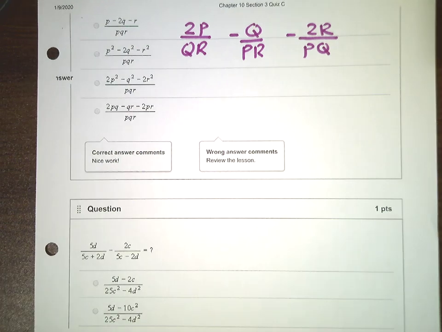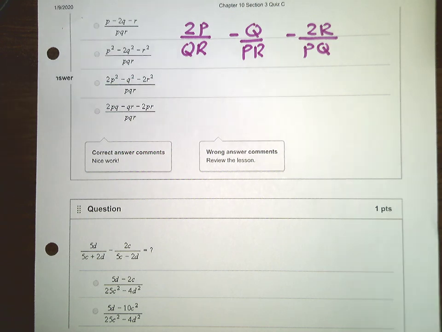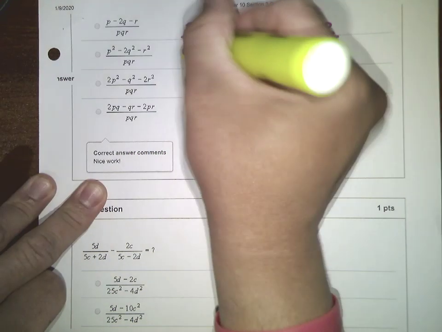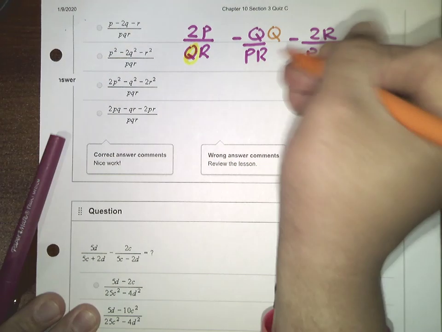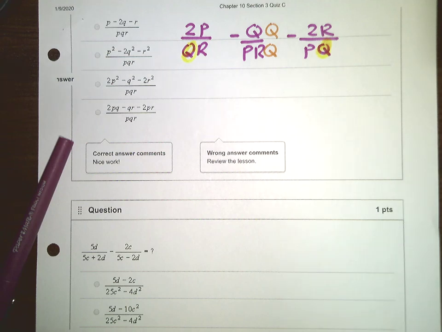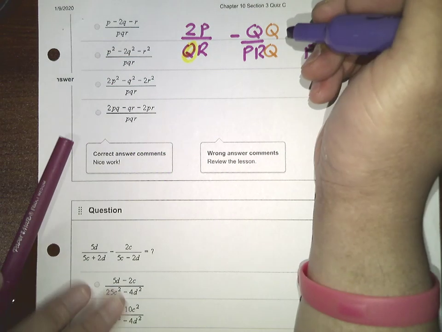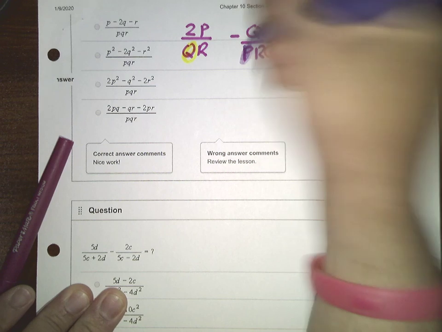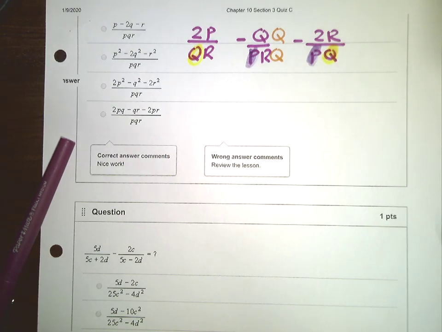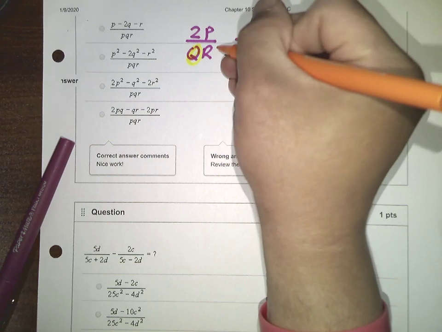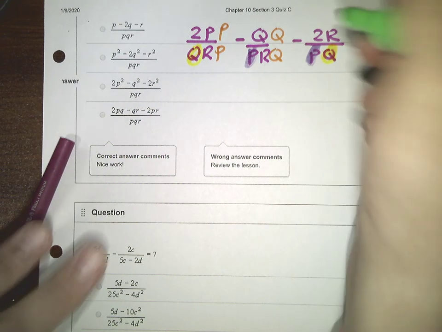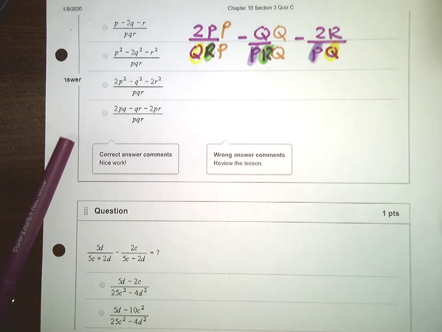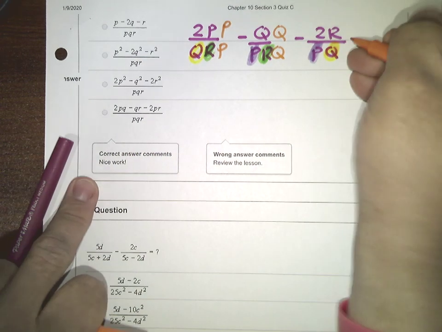So this is similar to some problems that we've had before. You see that the first and the last term both have a q. So we need a factor of q in the denominator of this middle term here. And then we see that the second and the third term both have a factor of p. So we need a p in the denominator of the first term, and now we need an r in the denominator of the last term. So now all of these have the denominator of pqr.